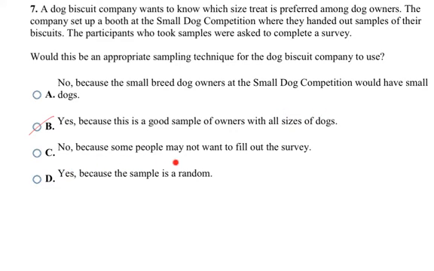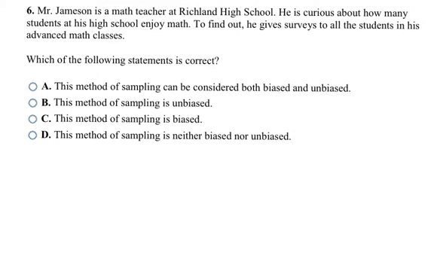C, no, because some people may not want to fill out the survey. Well, you can't help that, but you can help asking dogs of all sizes, so it's not going to be C. D, yes, because the sample is random. However, it's not random because you're just asking small dogs and not dogs of all sizes, so it's not going to be D. So that means A is going to be your final answer.